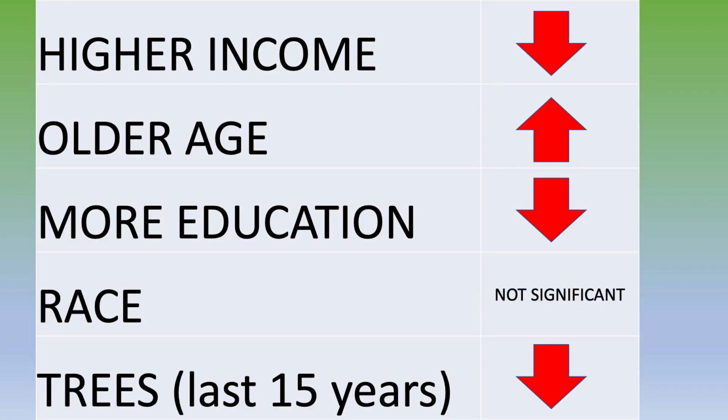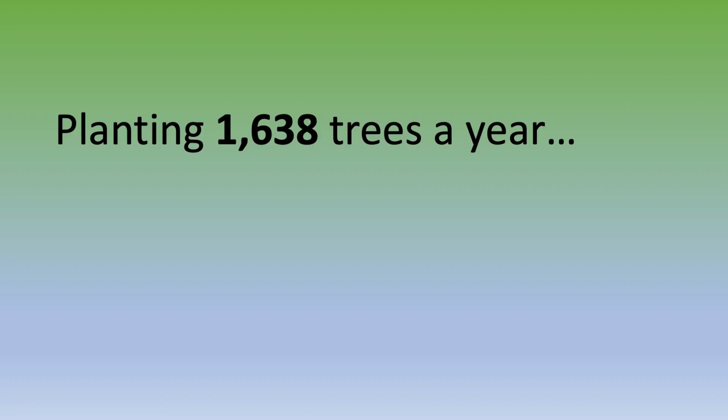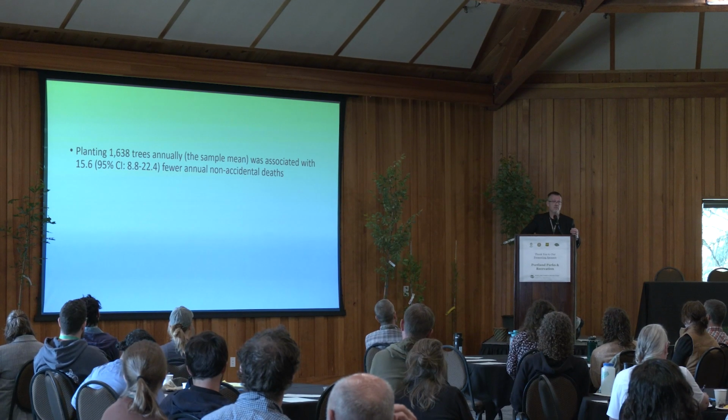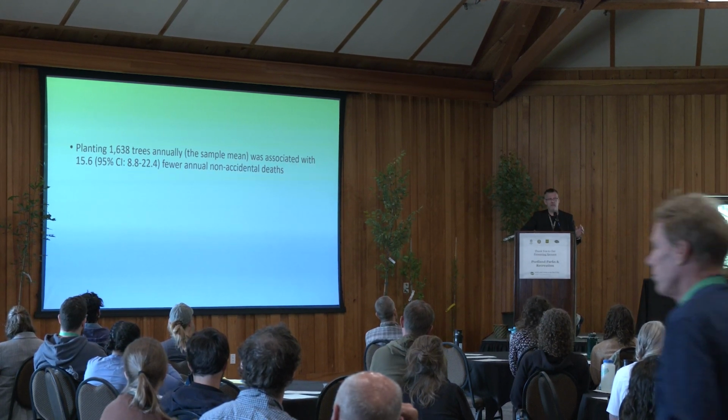So, the final thing here, let's get to the drum roll. We looked at tree planting in the last 15 years. What about neighborhoods that have more trees in the last 15 years? Well, we saw it's very significantly decreased mortality. Okay, but how about the size, the magnitude of that? So, on average, Friends of Trees planted about 1,638 trees annually. And we found that those 1,638 trees was associated with 15.6 fewer deaths a year. That's really not a trivial number in a city of 600,000. Roughly 100 trees averted 1 death, which is, I mean, that's amazing, really.